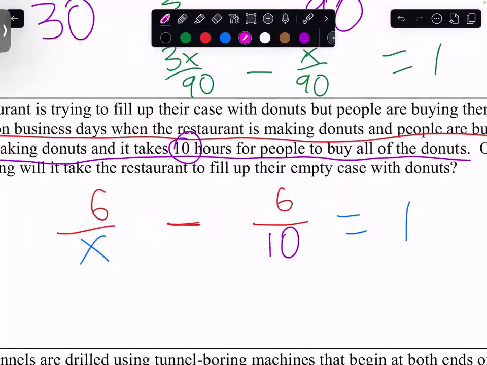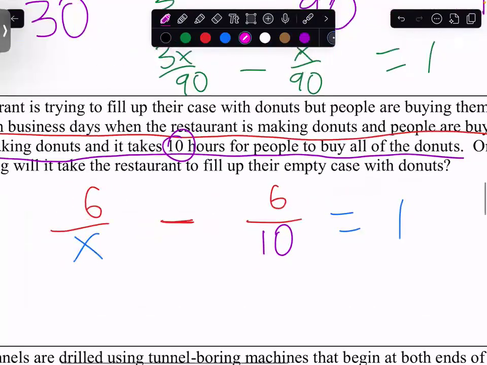Okay, so solving this, there's many different ways you could do this, but I'm just going to get a common denominator. So x and 10, this one needs 10, this one needs x. Okay, I'm just going to combine these.